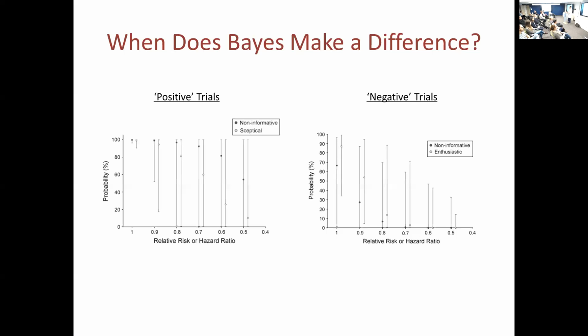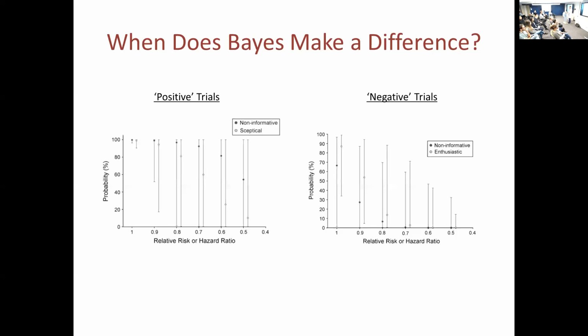On the other hand, in the negative trials, where he employed non-informative and enthusiastic priors, in many cases, particularly with the enthusiastic prior, the posterior probabilities of benefit were high enough that a reasonable enthusiast would not necessarily be convinced by the trial that the results were wrong.